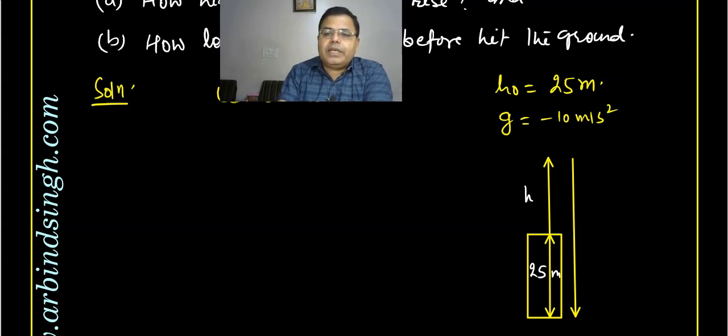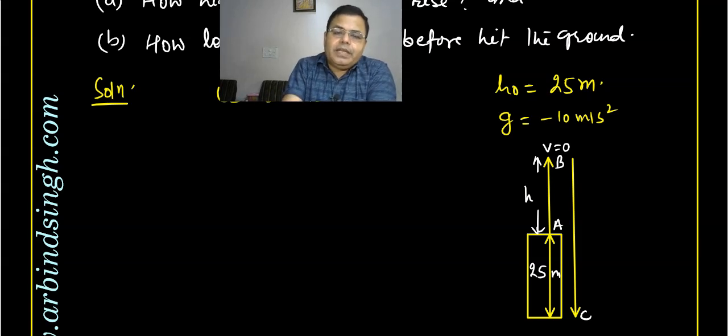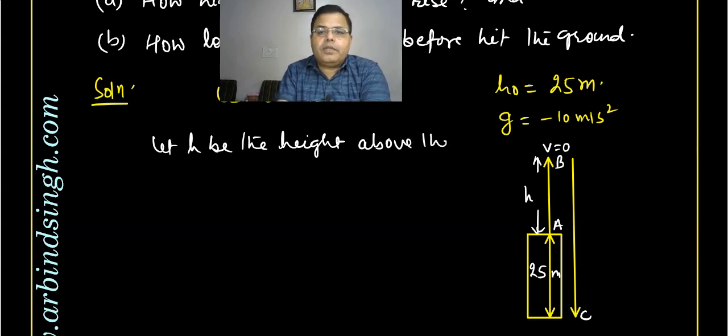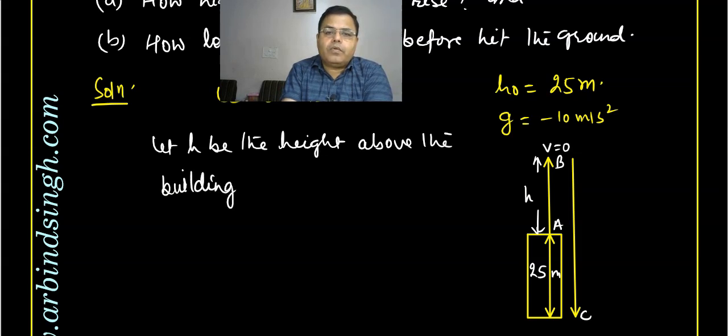Now let h be the height which the ball gains, and here the final velocity will be zero. So let us name them. This is point A, this one is point B, and this one is point C. So there are two times taken. First one is how high the ball will rise. Let h be the height above the building where the velocity of the ball is zero.